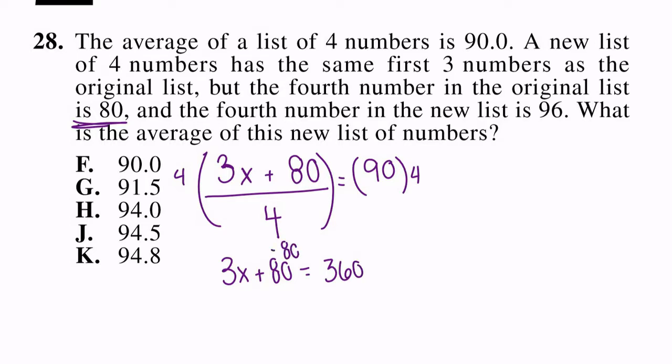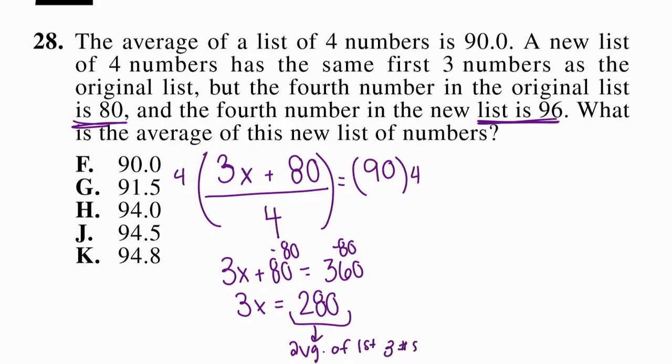We subtract 80 from both sides. We get 3x equals 280. So we know 3x equals 280. So that is going to be the sum of our first 3 numbers. And we know the 3 numbers are remaining the same in our second group. So we can just use 280 plus now our new list, our last number is 96.